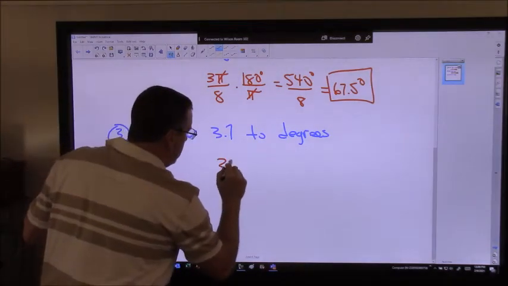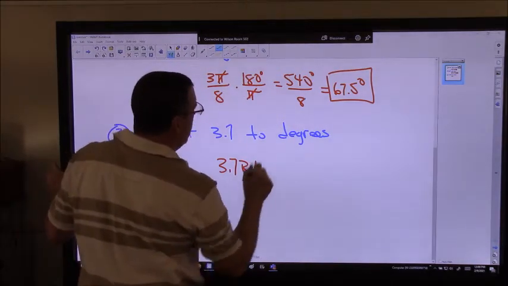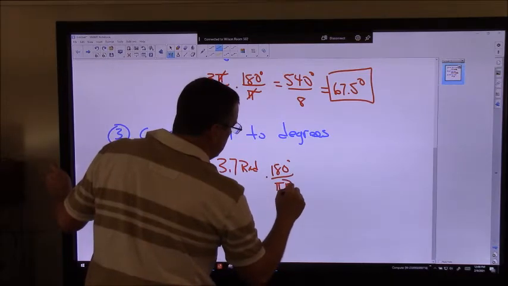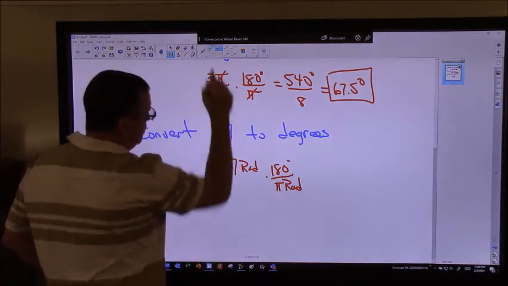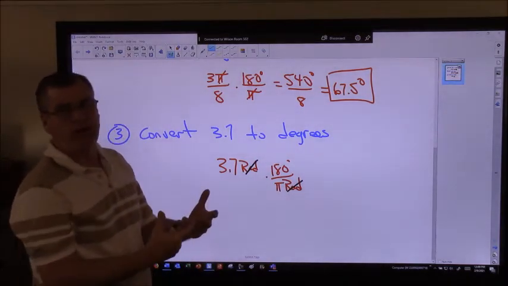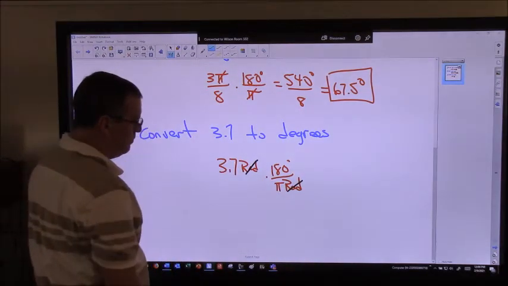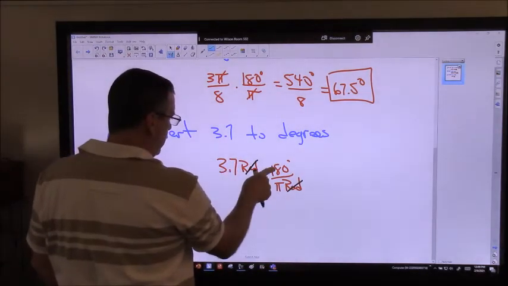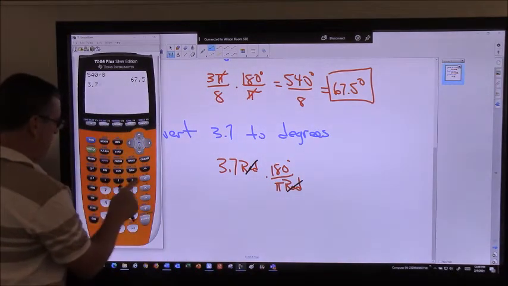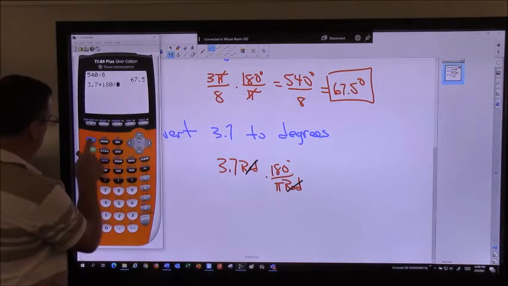So I'd have to do the exact same thing. I would think 3.7, and this is why sometimes I like to write the word radians in there, times 180 degrees over pi radians. It's the units that you want to cancel. Okay? It's nice when pi cancels, but it doesn't have to happen. The units is what I really want to have cancel. So I'm going to do 3.7 times 180 and then divide that by pi. So 3.7 times 180 divided by pi.